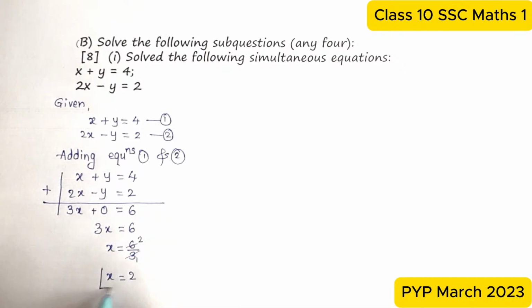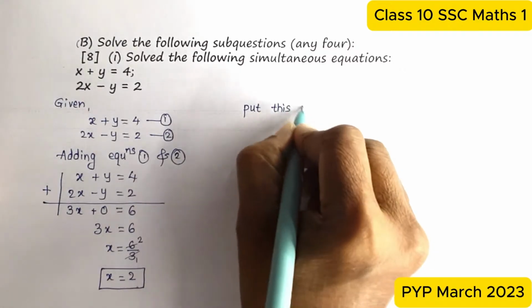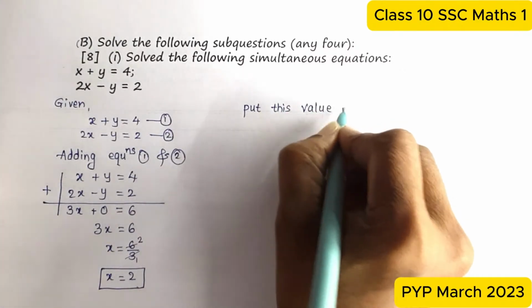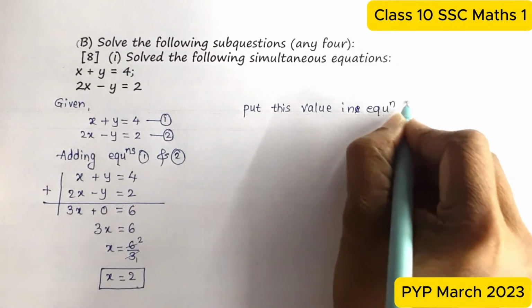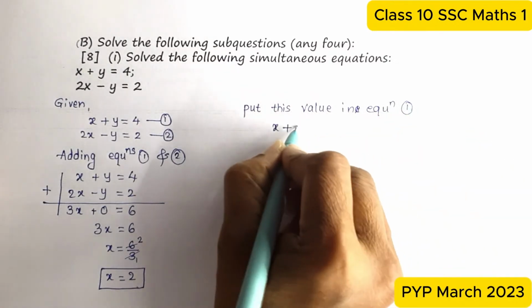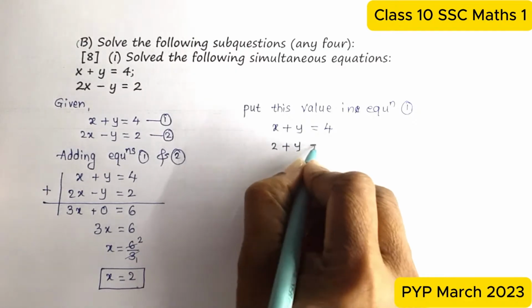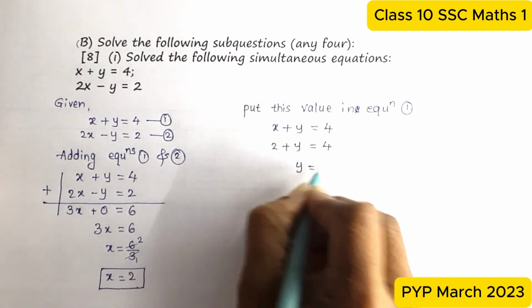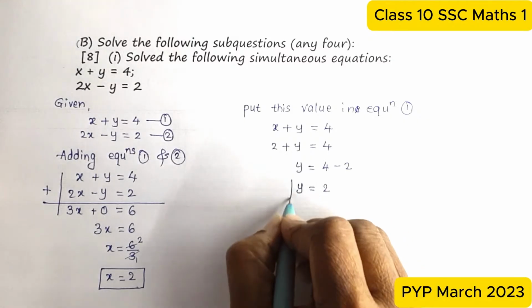So x is equal to 2. Okay students, so this is the value of x. Now here put this value in equation 1. Then here equation 1 is x plus y is equal to 4. So now here 2 plus y is equal to 4. So y is equal to 4 minus 2. That means here students, y is equal to 2.